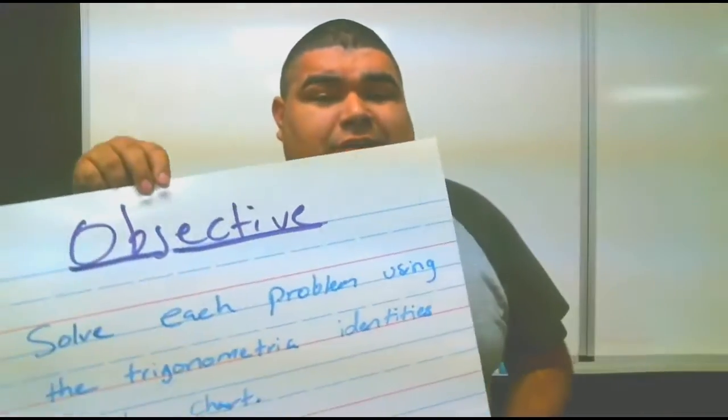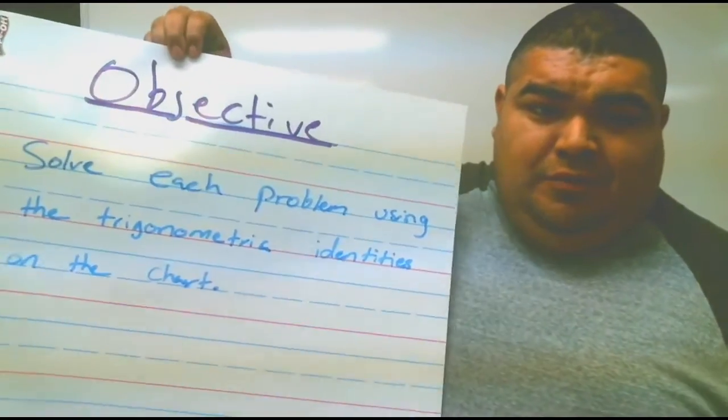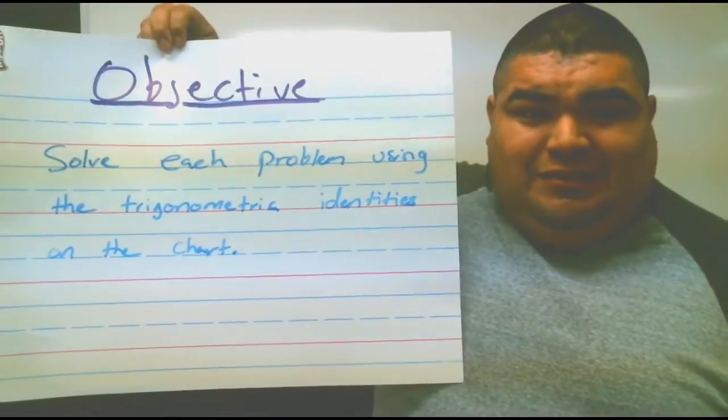Today we're gonna cover what we've been covering lately, okay, with the chart, where we had to convert them last class. Now we're actually gonna simplify them. So our objective for today is to solve each problem using the trigonometric identities on the chart. Solve or simplify, it's kind of the same word because technically all you're doing is simplifying. You can't really solve for a specific number unless it's just one.